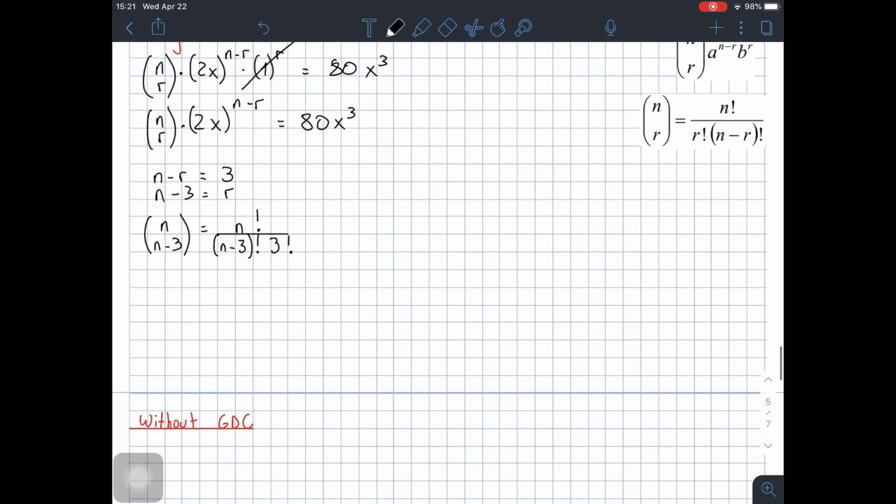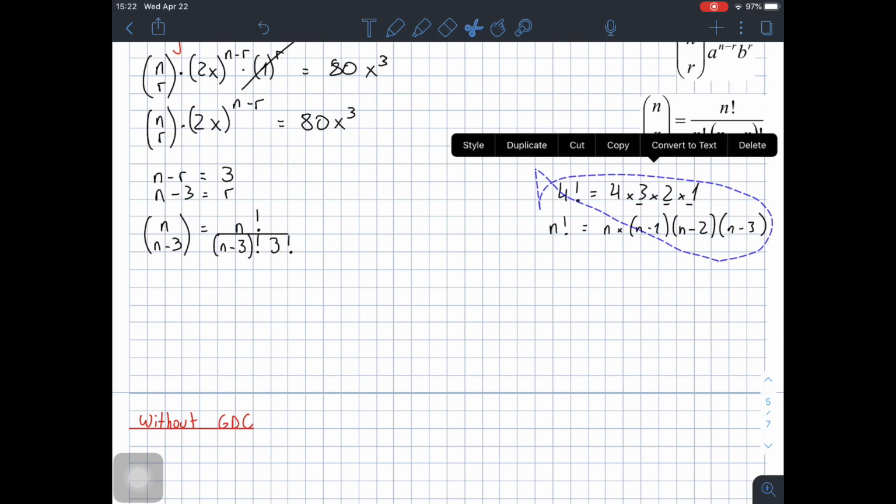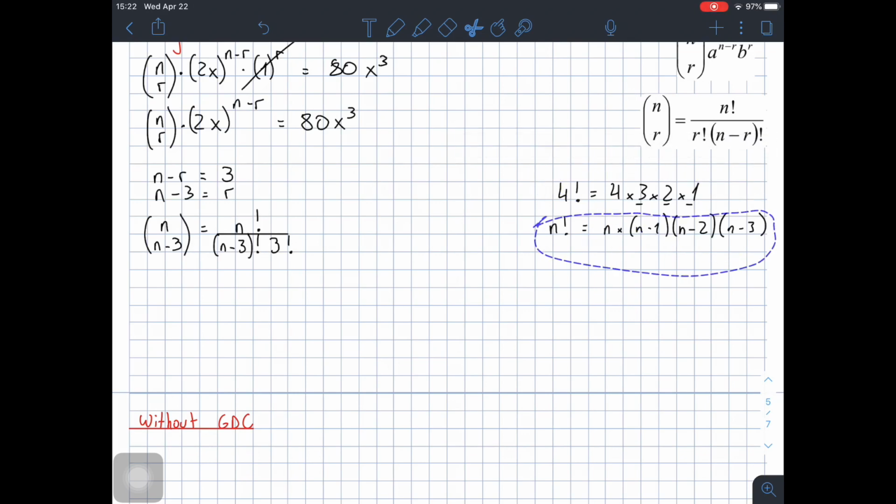So if we solve this, how do we take the factorial of a letter, n in this case? Remember the concept. 4 factorial, for example, is the same as saying 4 times 3 times 2 times 1. The numbers go decreasing, right? The same thing occurs when we have a letter. If we have n factorial, this would be equal to n times n minus 1 times n minus 2 times n minus 3, and so on, okay? The same concept applies. So let me erase this, or I'll leave the 4 factorial there just for you to remember.